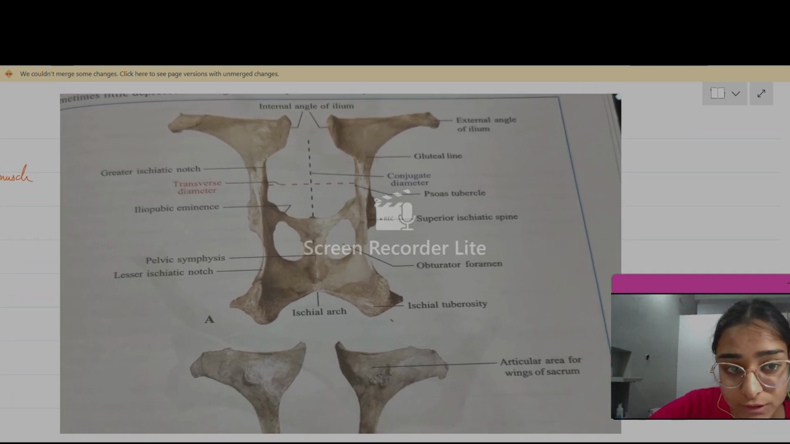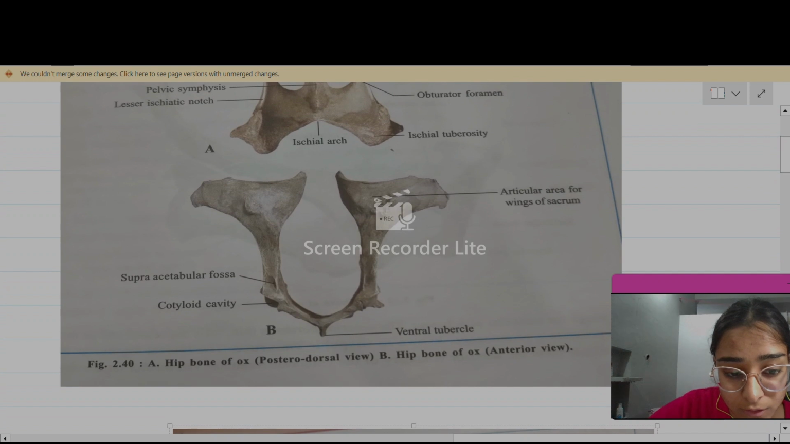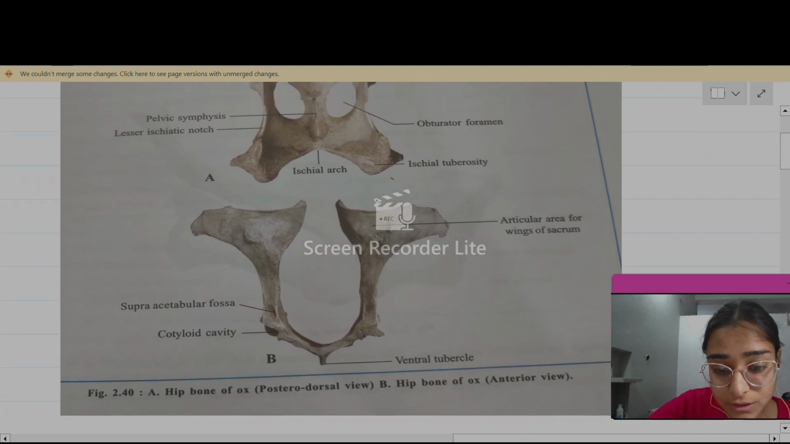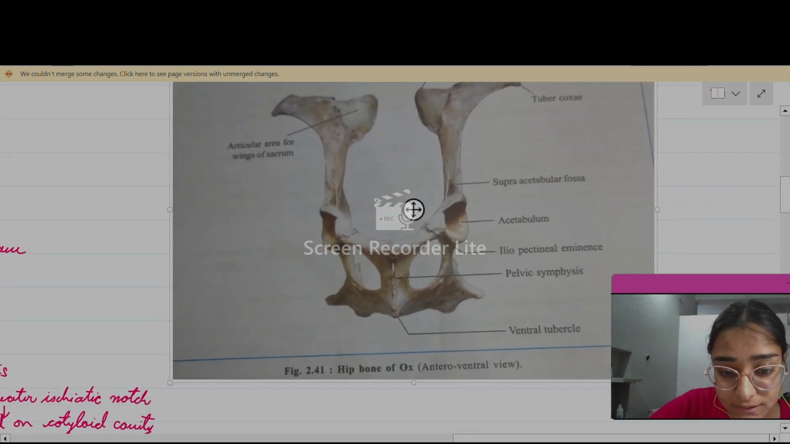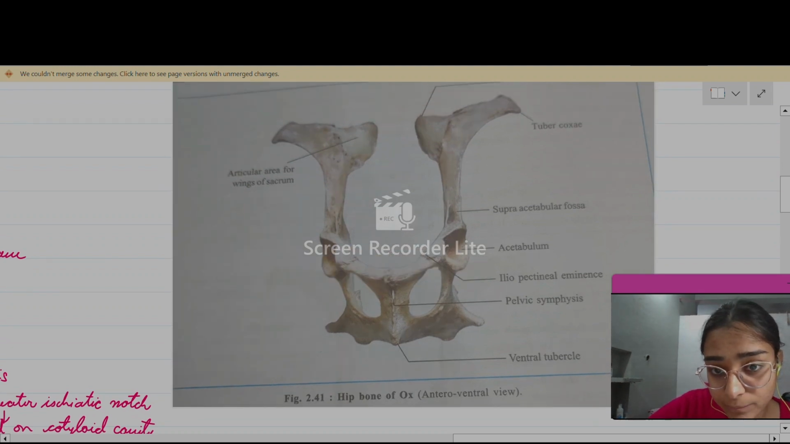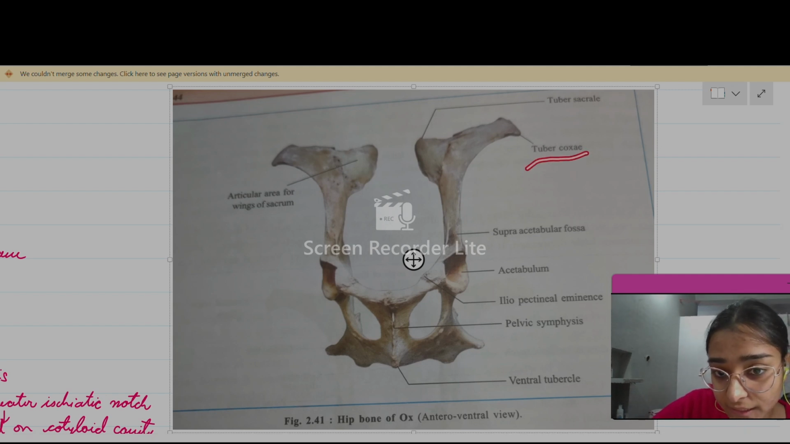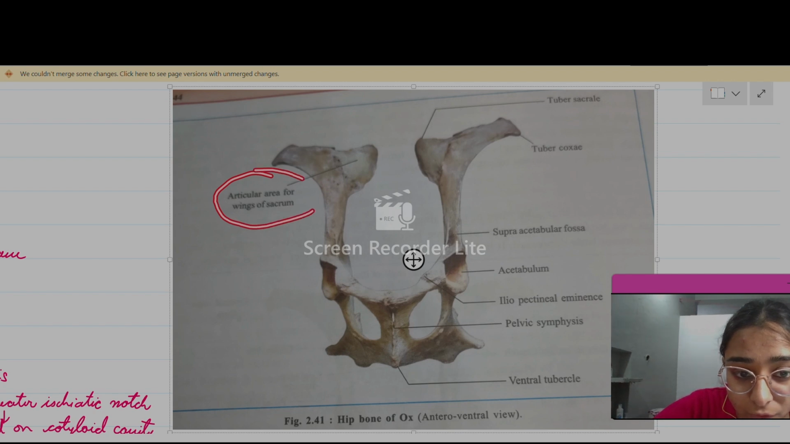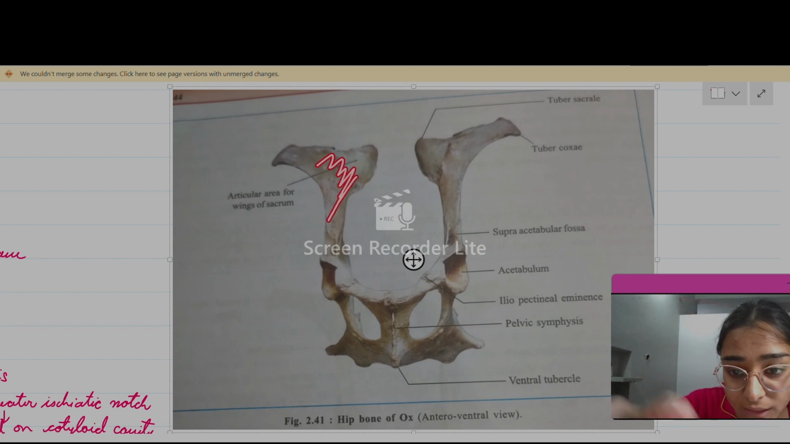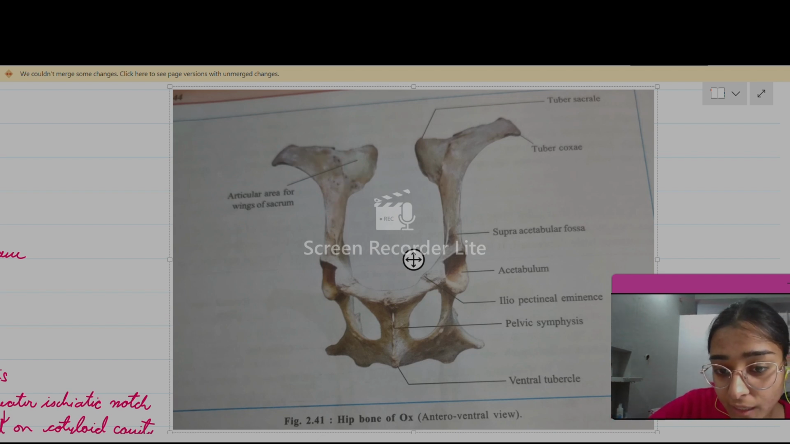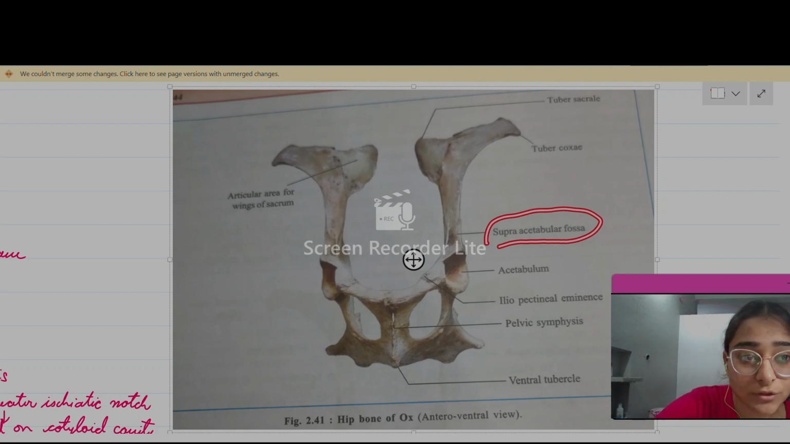So this was ilium, posterior dorsal view of ilium, and this is the anterior view of the ischium. Anterior view represents tuber coccyx, tuber sacral, anterior articular area for wings of sacrum. So this is the articular area, and the distal part of the shaft also consists of supraacetabular fossa. So this was all about ilium.